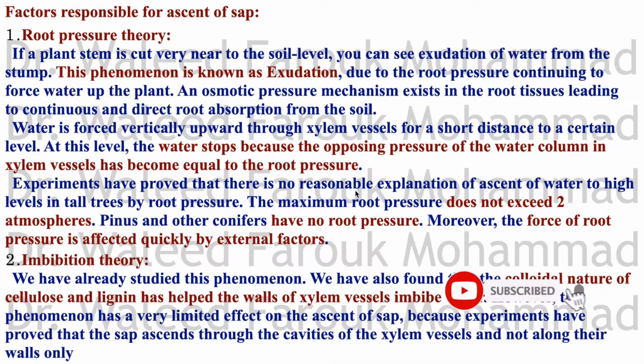At this level, when the solute or the water absorbed ascends to a certain limit, it stops because the opposing pressure of the water column in the xylem vessels has become equal to the root pressure. Maximum root pressure does not exceed 2 atmospheres, so it does not convey water to a high enough length to cover the plant. So it's not a totally convincing theory.